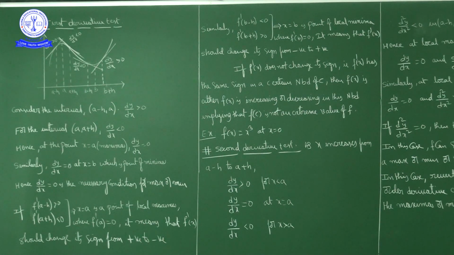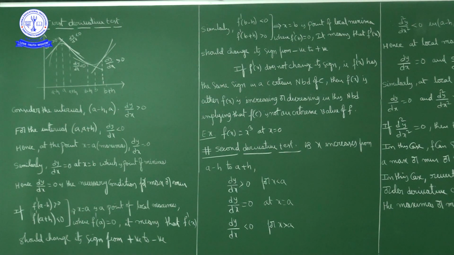Okay, an example for this one is, if you consider f of x equal to x cube. Now the x cube function at x equal to 0 does not have any maxima or minima, because f of x is x cube, and f dash of x is equal to 3x square. So f dash of 0 minus and f dash of 0 plus are both positive, having the same sign. So f of x equal to x cube does not have any minimum or maximum at x equal to 0. Okay, but this is regarding the first derivative test.